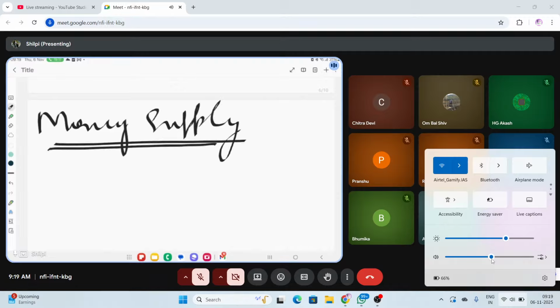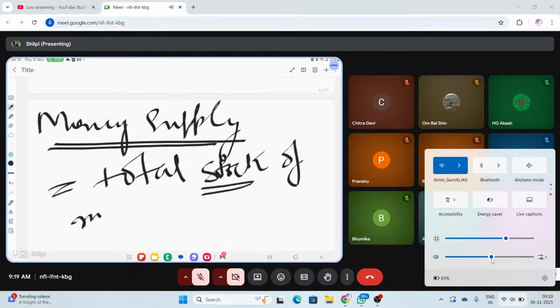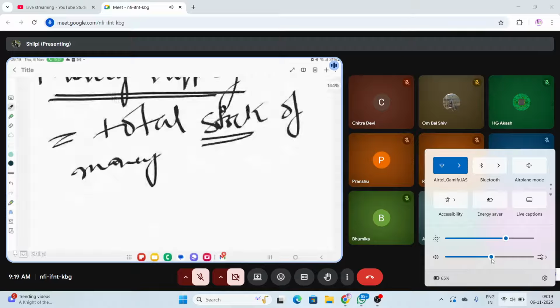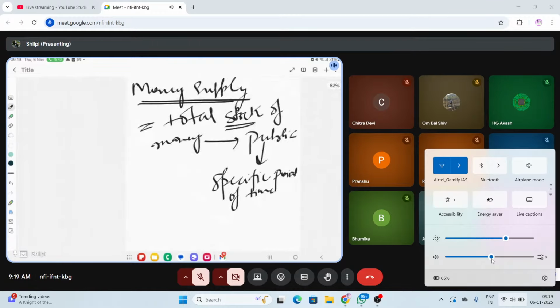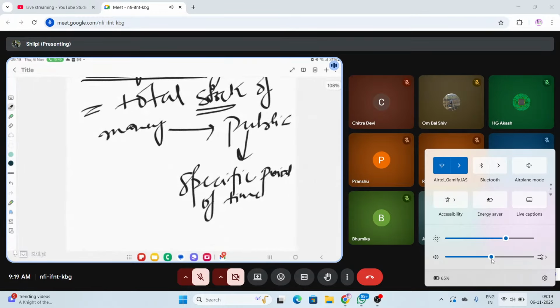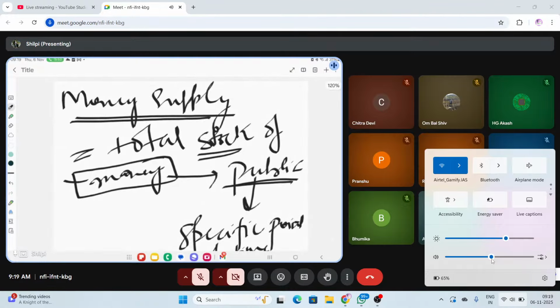Now, there is also a concept of money supply. Money supply is nothing but the total stock of money that is held by the public at any specific point of time. So money supply is nothing but the total stock of money that is held by the public at a specific point of time. Now, what is this money?